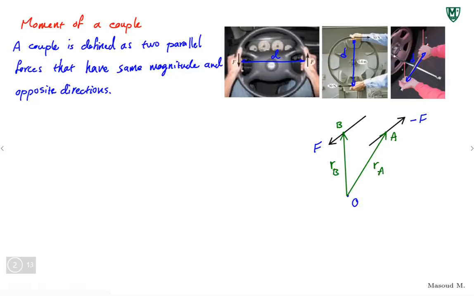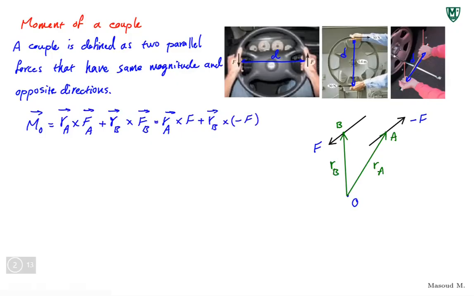So from what we know from before, the moment about point O as a vector would be RA times FA, position vector times force vector, plus RB times FB. We already know this. FA and FB, I could just replace there. What I put in the figure is times F plus RB times minus F. It's just the magnitude. Just put it this way.